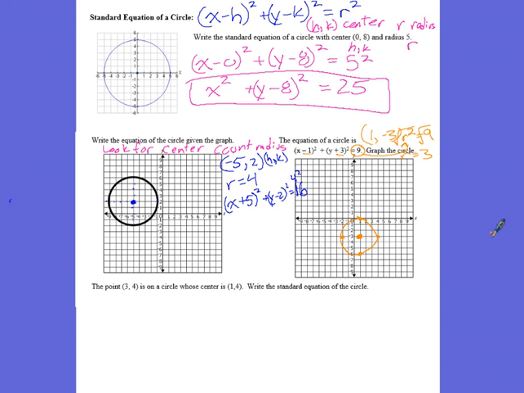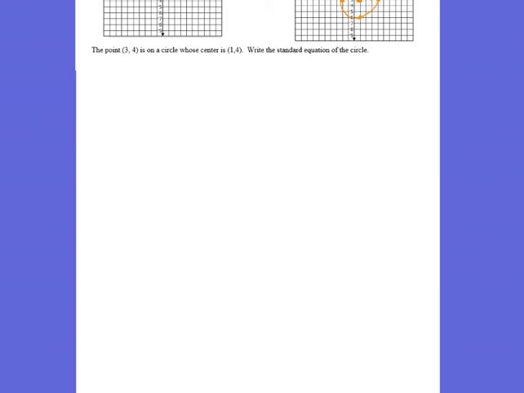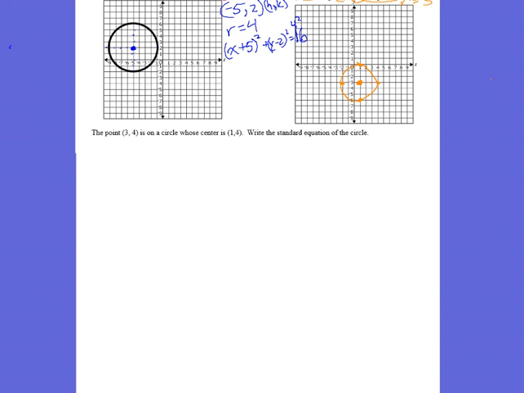Okay, and then the very last question that we have here, it says that the point 3, 4 is on the circle, whose center is at 1, 4, right? Write the standard equation of the circle. So what we have to do here essentially is solve for r, because we don't know what r is. The point on the circle is x, y, and then the center is h, k. So this becomes (3 minus 1) squared plus (4 minus 4) squared equals r squared.